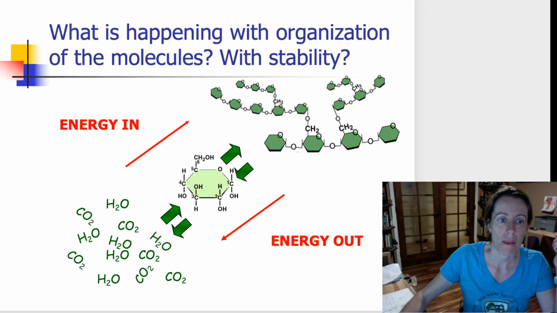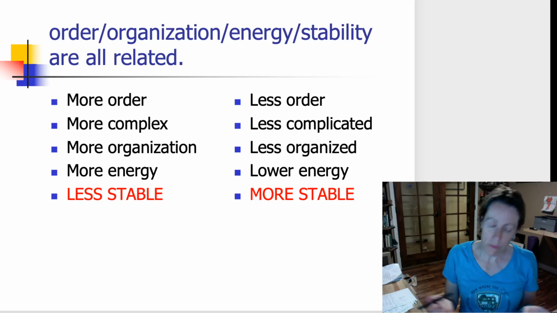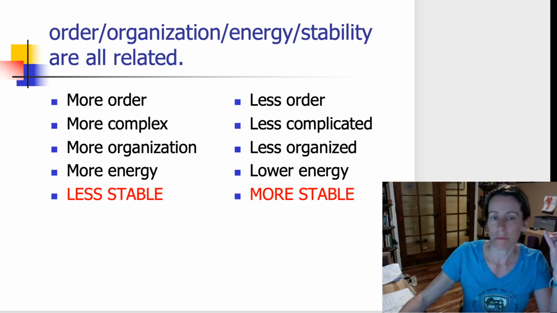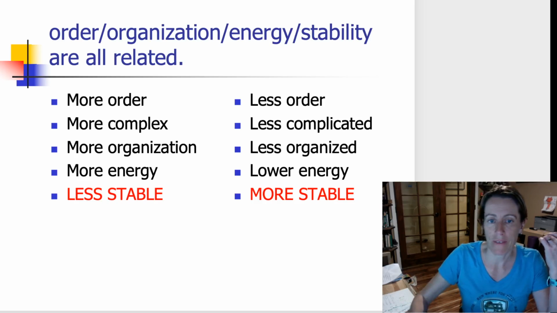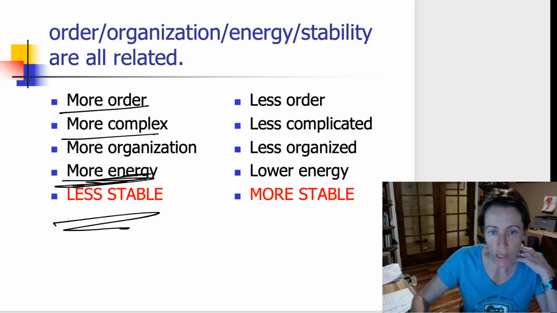So I'm going to jump to this slide right here. These terms are all kind of related. Starting with the left side here, something that is more organized, more order, more complex, has higher energy. This is the big complicated glycogen. It's overall less stable.